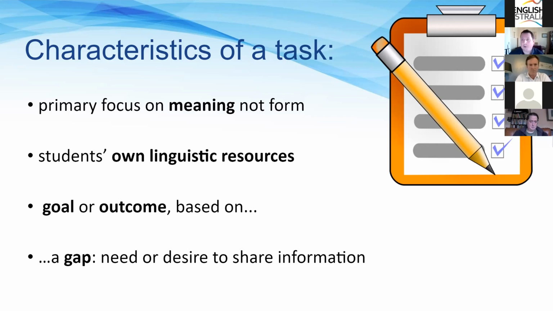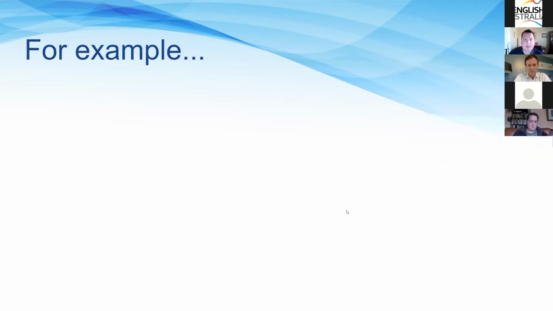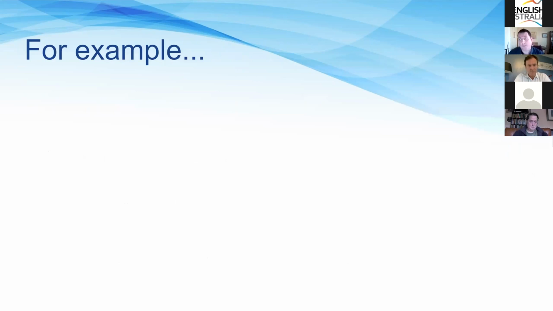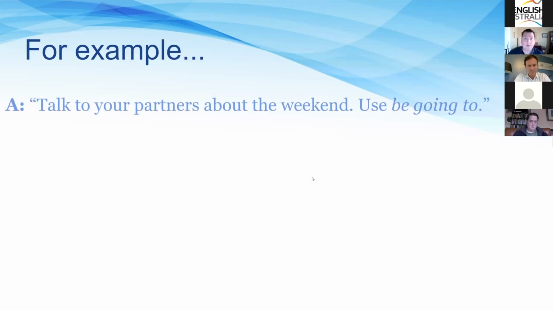Okay, so keeping these characteristics in mind, let's look at 2 versions of a typical classroom activity, general English at least. What are you going to do this weekend? What are your weekend plans? Have a look at them and decide which one you think seems to fulfill these criteria, these characteristics, and which one falls short. So version A. Version B.